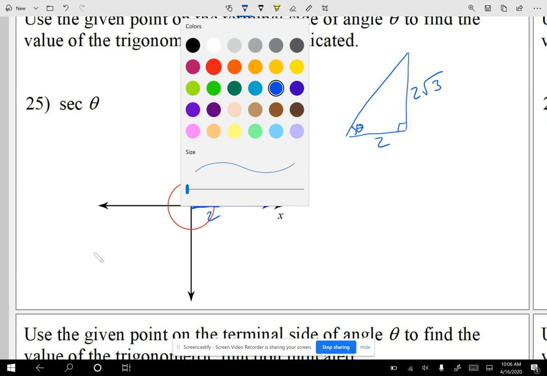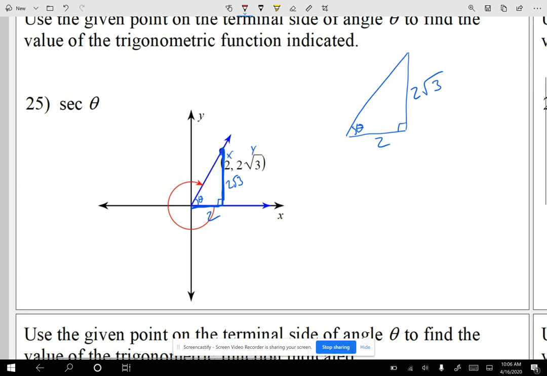All right, so let's see what I need. I need secant. Secant I know is hypotenuse over adjacent. I don't have my hypotenuse, so I need to solve for the hypotenuse. Let me call it x for right now. The way I'm going to solve for hypotenuse, I'm just going to go 2 squared plus 2 radical 3 squared is equal to x squared.